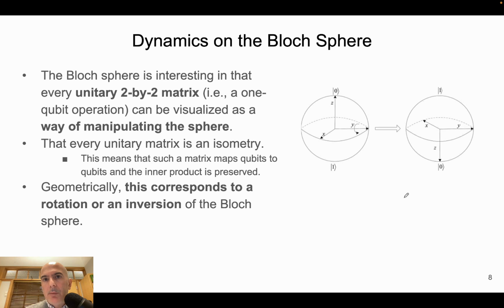This means that such a matrix maps qubits to qubits, and the inner product is preserved. Any quantum operation on a qubit corresponds to a rotation or inversion of the Bloch sphere.